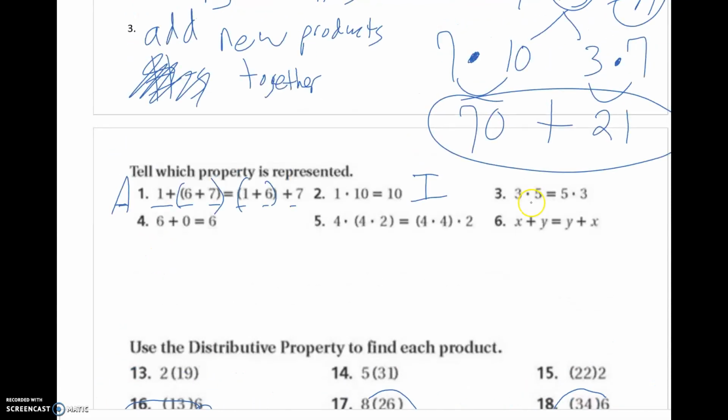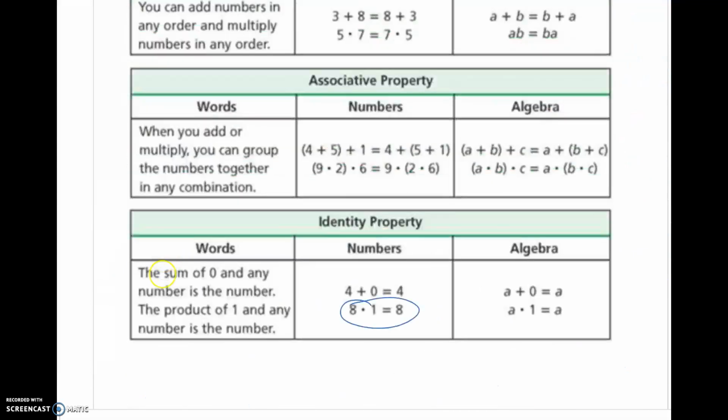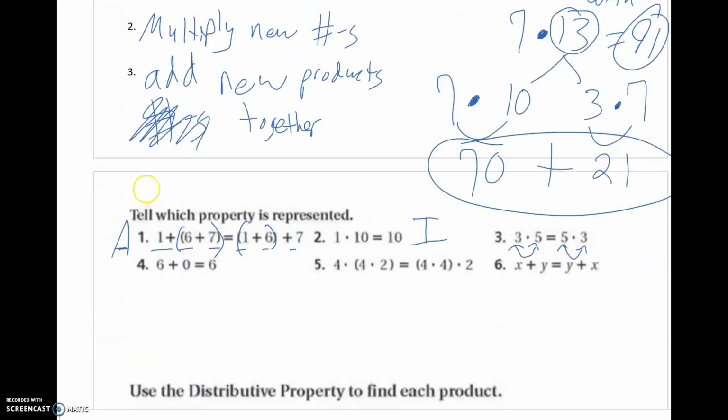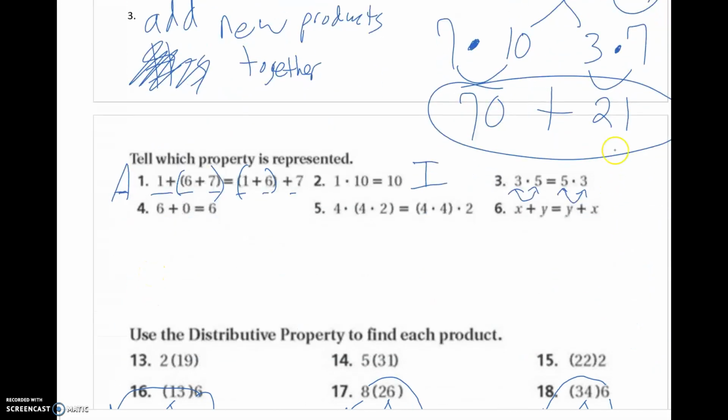Number 3, 3 times 5 equals 5 times 3. There's no parentheses, there's no grouping, but the numbers, they do flip, okay? They both equal 15. Go back up, compare it to the chart. Looks just like this one. Okay, the two numbers switch. All right, so that is the commutative property.